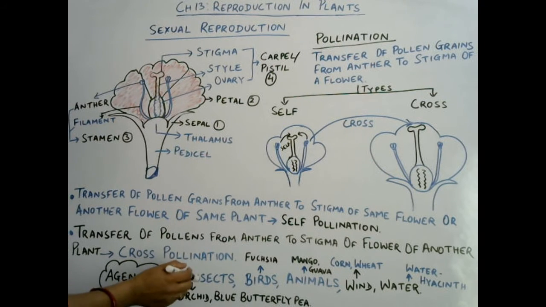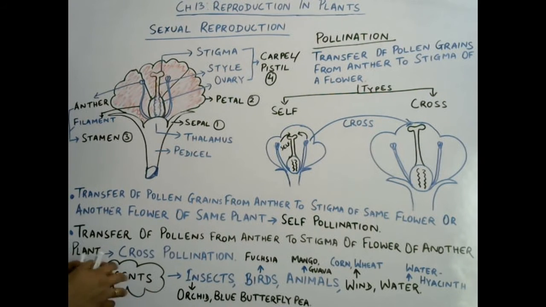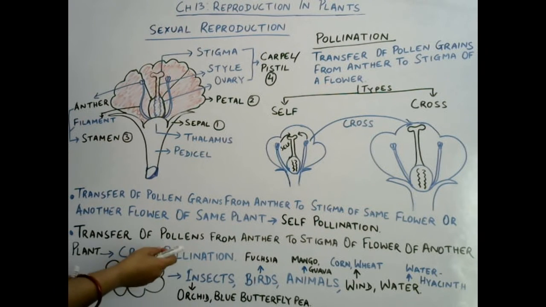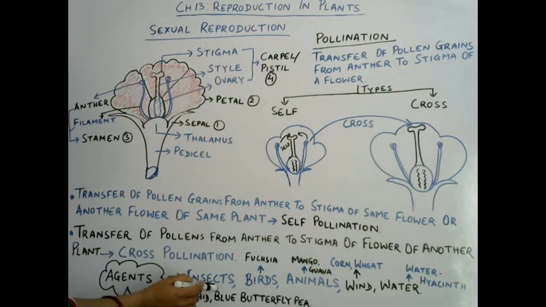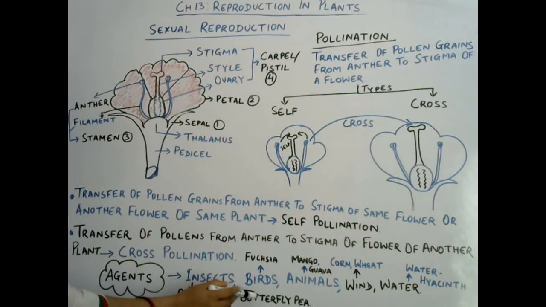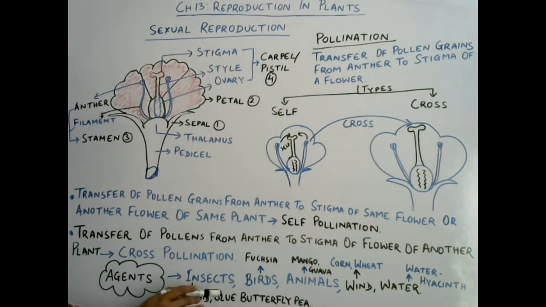Insects usually sit on the colorful and scented flowers and suck nectar. During that time, pollen grains stick with their body and get transferred from one flower to another flower, either on same plant or another plant. A few examples of plants are orchid, blue butterfly peas, that is called Aparajita also.